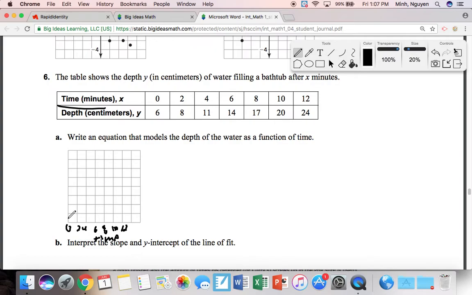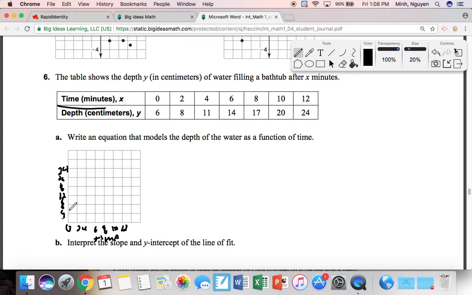So how do I want to do this? Let's say we just go up by 6: 6, 12, 18. Oh, it's kind of a lot. Let's go up by 4s: 4, 8, 12, 16, 20, 24. Okay. So I know it's not perfect, but just bear with me.